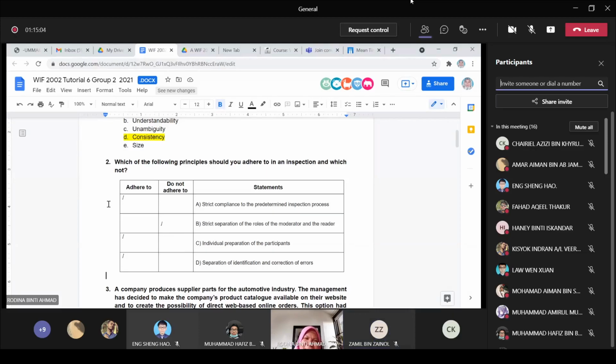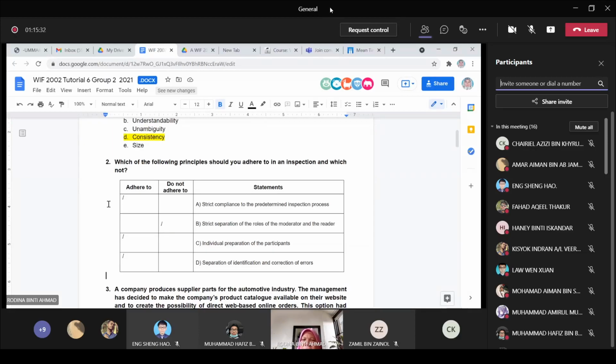Okay, so for principle number 1A, strict compliance with the predetermined inspection process. This is a good principle that we have to follow. We have to comply because inspection is a more formal process, usually to review the requirements. So of course, we have to follow the inspection process strictly. That one is important.